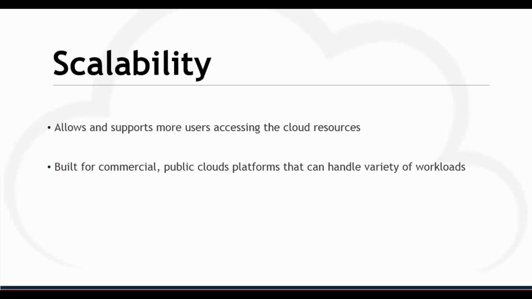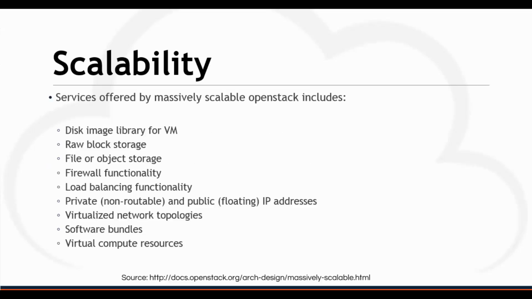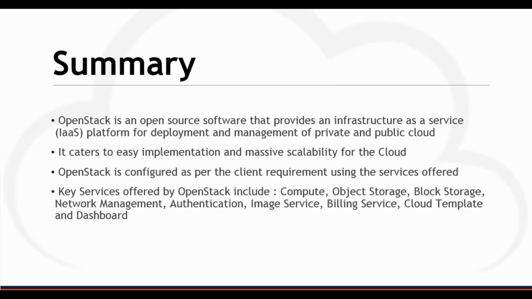Massively scalable architecture in cloud computing has the ability to support more as well as disparate users than the traditional serving model. The scalable architecture is a platform for a variety of workloads, especially for commercial and public clouds. As per the OpenStack.org tutorials, the services offered by massively scalable OpenStack include disk image library VMs, raw block storage, file or object storage, firewall functionality, load balancing functionality, private, non-routable, and public floating IP addresses, virtualized network topologies, software bundles, and virtual compute resources.